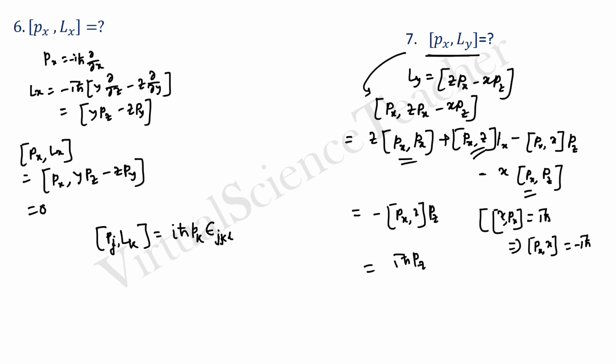Okay, from the previous concept we can similarly write this. This is the most general form of the commutation relation of linear momentum and angular momentum. That means px ly will give us i h cut pz, and px lz will give us minus i h cut py, because in this case epsilon ijkl rotates anticlockwise.